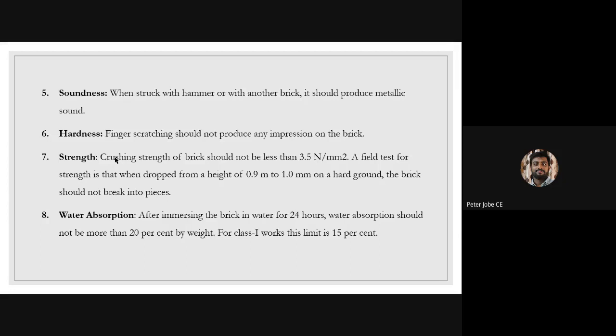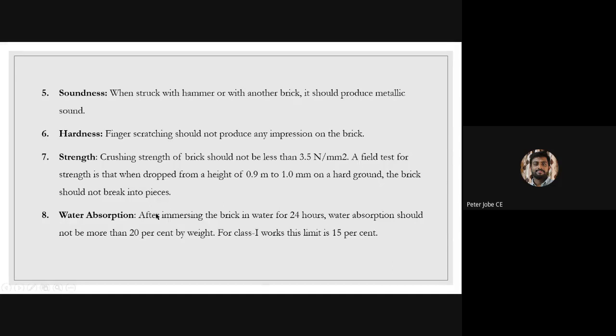So the strength is actually measured in the field. If you are going to inspect the bricks that are being readied for use in construction and you want to check the strength, we have a field test. We'll take a random brick, and then we will drop that brick from a height of 0.9 meter to 1 meter. It's not 1 millimeter, it's 1 meter, onto hard ground. And if that brick breaks into pieces, then we won't recommend that brick for construction. So we will take a sample from a load, and then we will do the field test. Quantitatively, the strength of brick should not be less than 3.5 Newton per mm square. This is the required value.